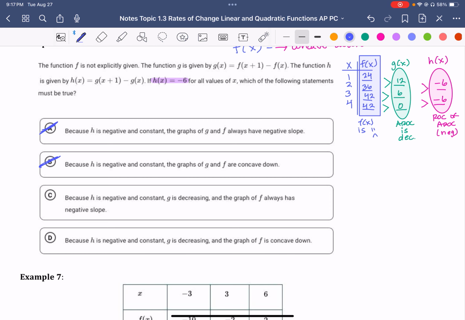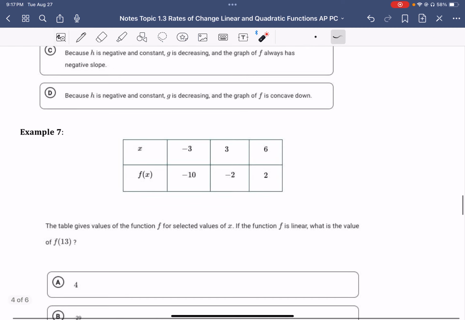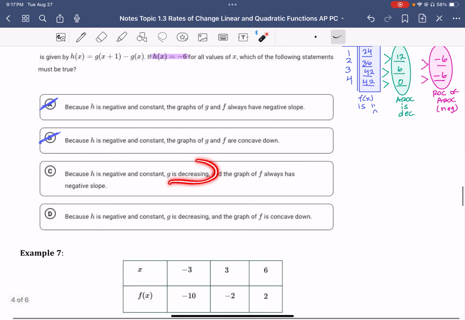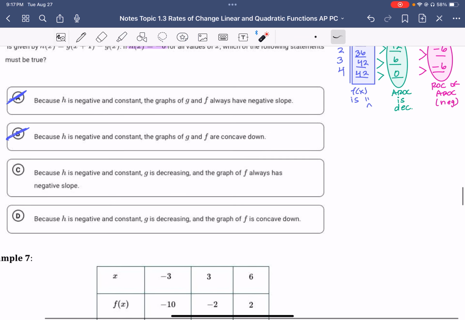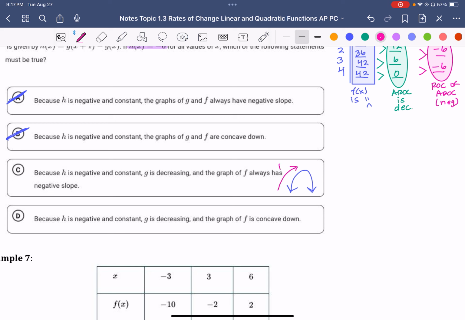A is also gone. And then we have, for answer choice C, it says that g is decreasing and the graph of f always has a negative slope. That's not true because even though this is a frowny face, we know it's concave down. Always know that half of the frowny face always goes up. So the first half of that is going to have a positive slope. So we can't say that it always has a negative slope. It only has a negative slope on the second half of the frowny face. So C cannot be the correct answer.